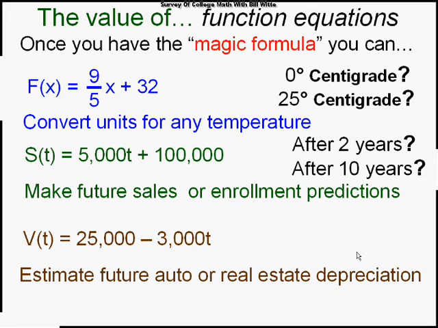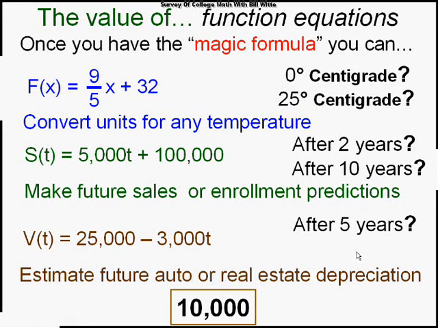And you use this on your tax form. You can estimate how much your automobile is worth, or your home, or whatever. It's called depreciation over time. This is the value, or V, value function over time. I wonder how much my dream car, $25,000 car, is worth, say, after 5 years. Well, let's put in 5 for T. 25,000 minus 3,000 times 5, or 25,000 minus 15,000. After 5 years, that car is worth about $10,000, and that seems right.